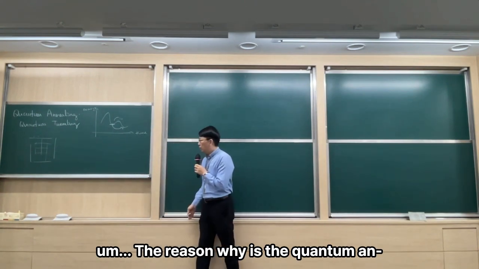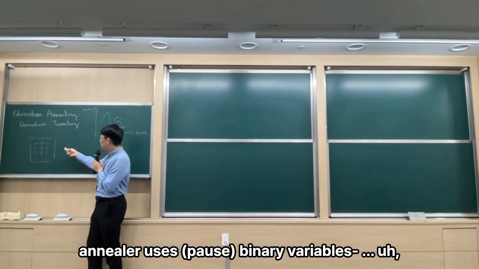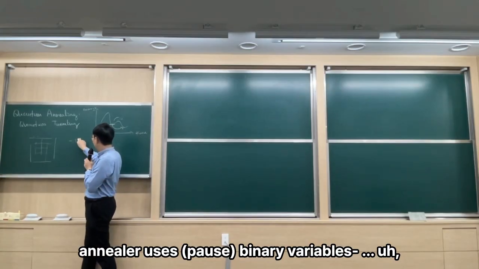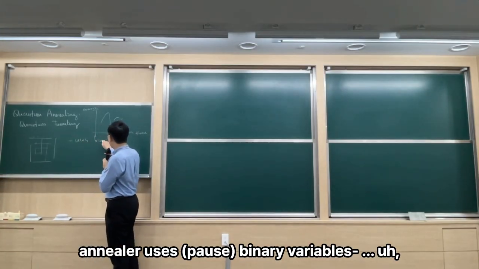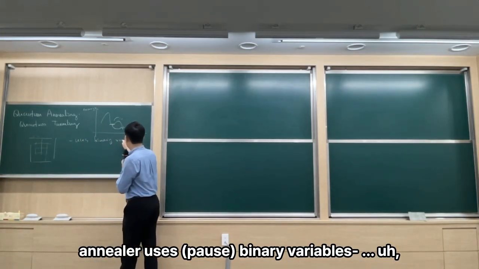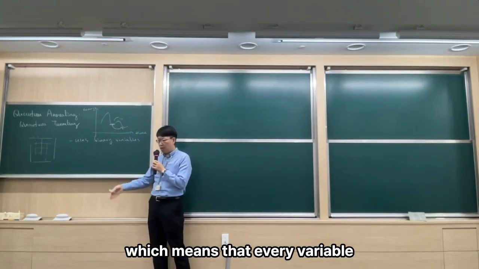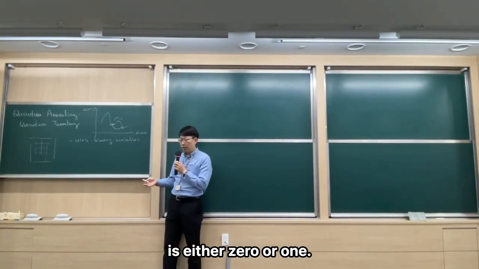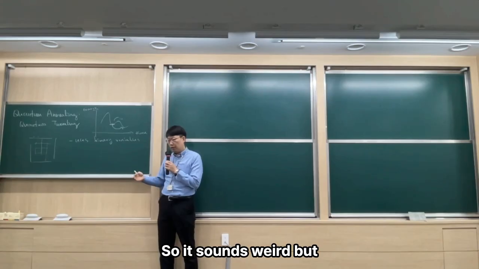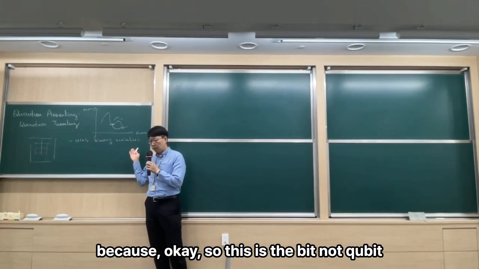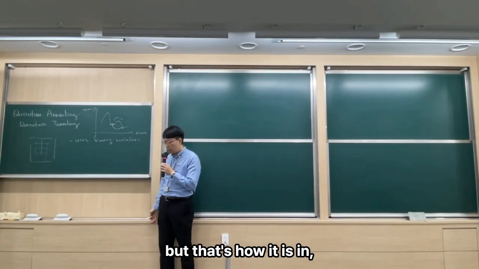The reason why is that the quantum annealer uses binary variables, which means that every variable is either 0 or 1. It sounds weird, but okay, so this is a bit, not a qubit, but that's how it is.